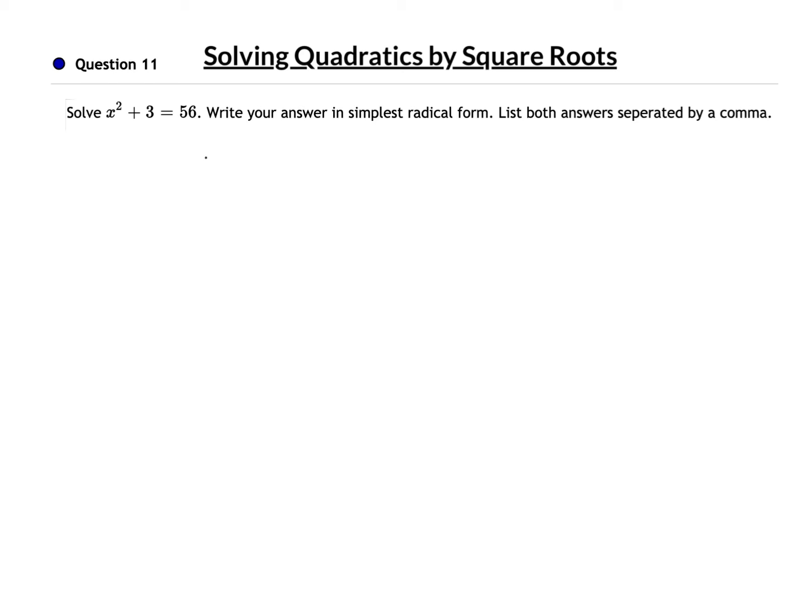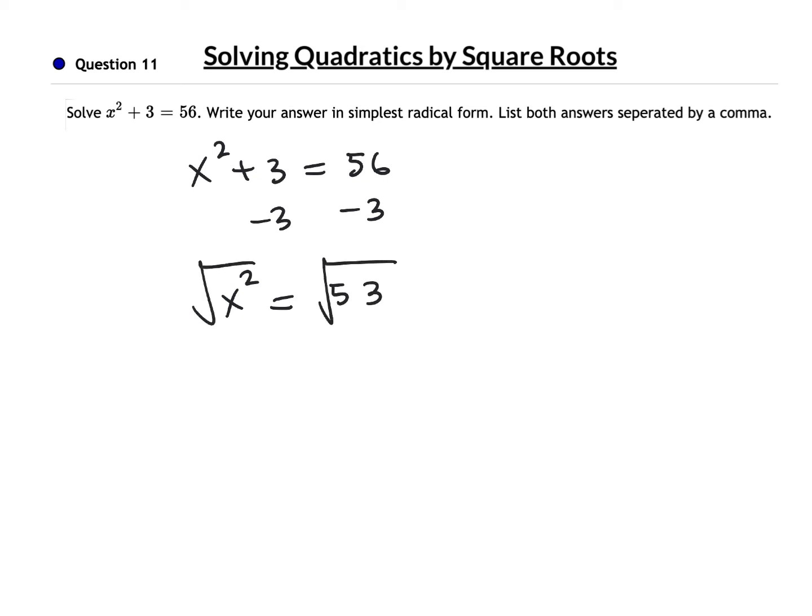Question 11. x squared plus 3 equals 56. Take a 3 off each side. x squared equals 53. Square root both sides. Put a plus or minus in front. x equals plus or minus square root of 53.